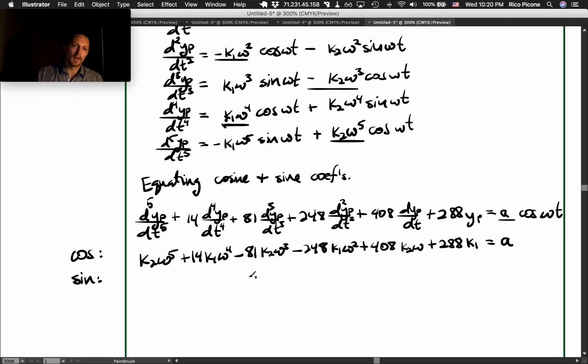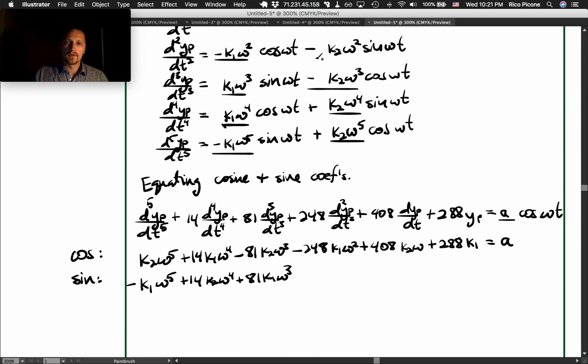The sine equation is done very, very similarly. So we've got negative K1 omega to the fifth plus 14 K2 omega to the fourth plus 81 K1 omega cubed.